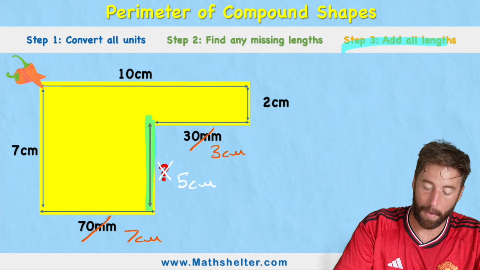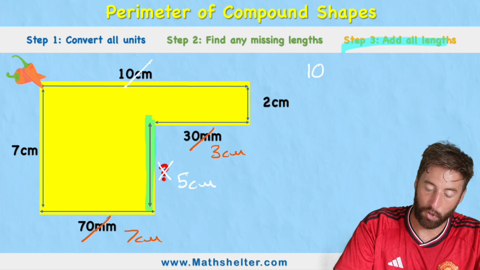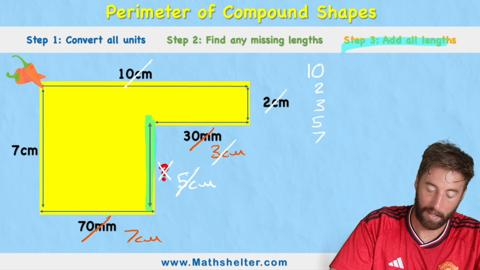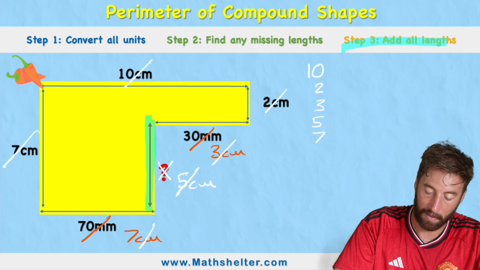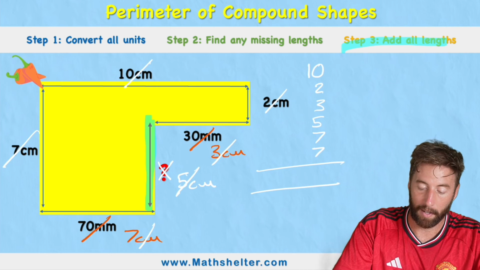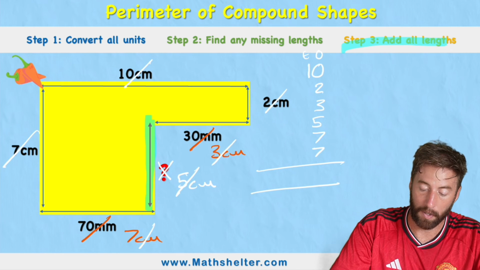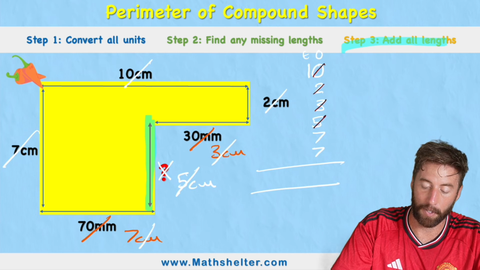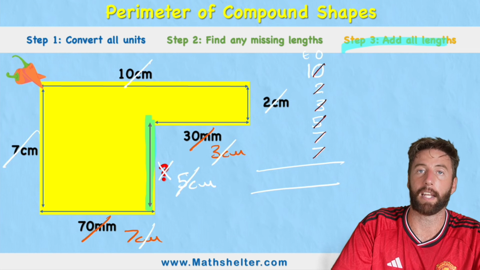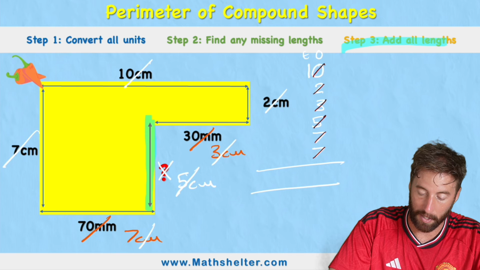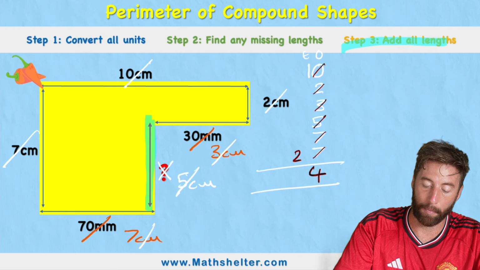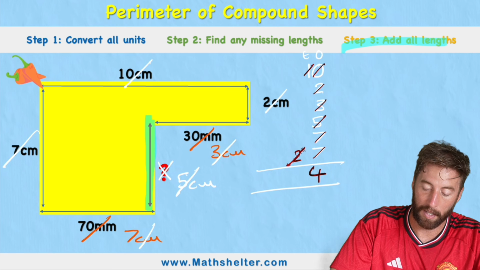So step 3 said, add all of our lengths. Again, I'm just going to use column method, start with my 10, then add my 2, then my 3, then my 5, then my 7, and then finally my last 7. Put my equal sign, 1s and 10s, and I'm ready to begin. In my 1s column, 0 plus 2 is 2, plus 3 is 5, plus 5 is 10, plus 7 is 17, plus 7 is 24. Put my 2 into the 10s column, my 4 into the answer, then look at my 10s column, 1 and 2 equals 3. So my answer is 34.